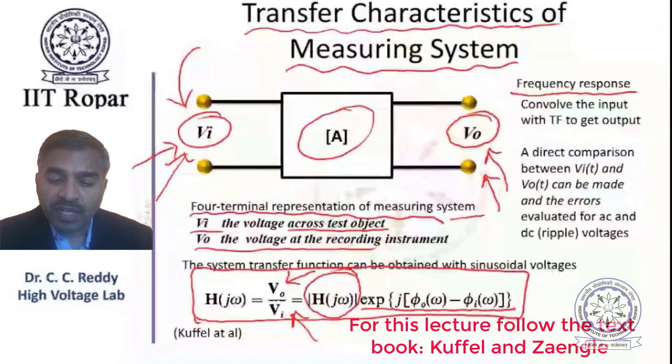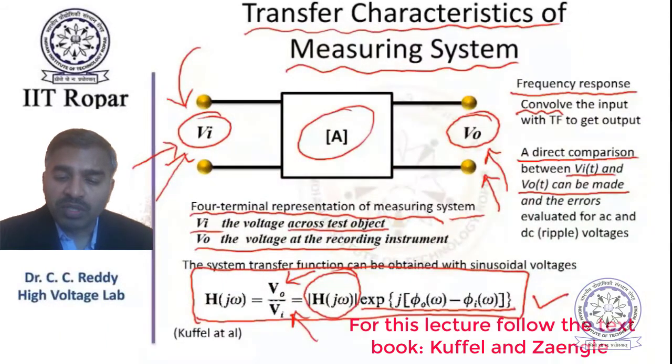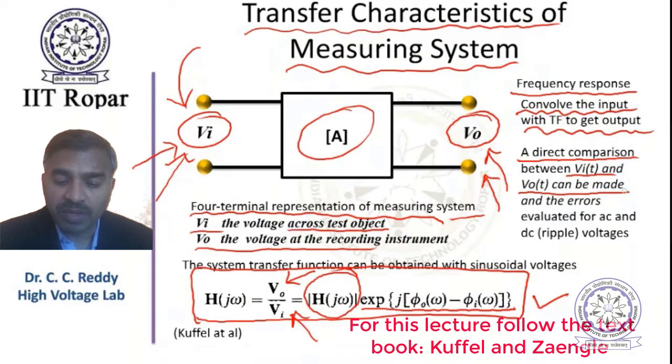After getting the frequency response and the transfer function, for any input function we can obtain the output function. Simply convolve the input with the transfer function and get the output. Then the output and input can be compared, and errors can be evaluated.